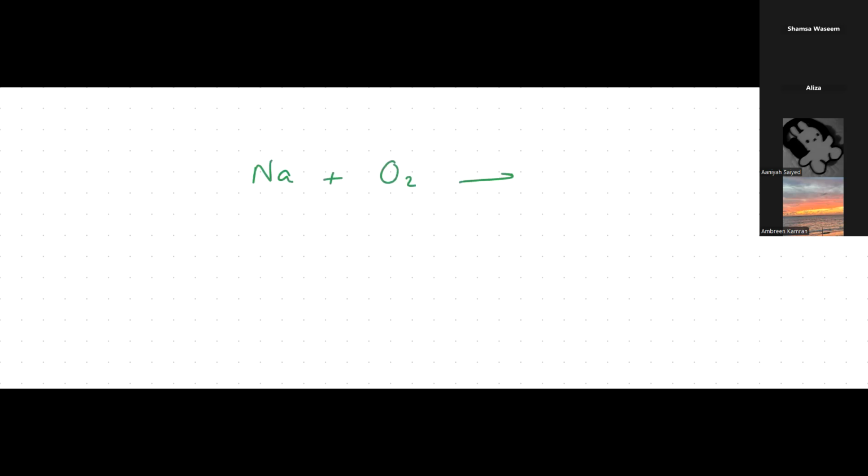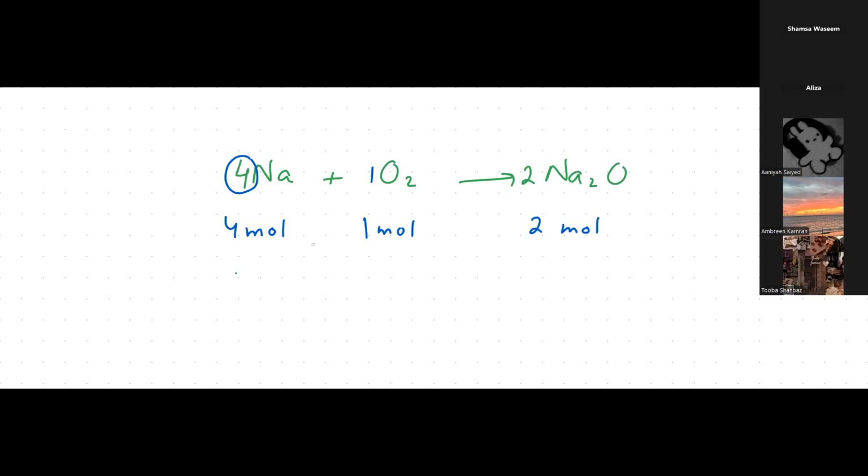We write the correct formula, then we just balance the equation, okay? How can we say from this equation that 4 moles of sodium react with 1 mole of oxygen to give us how many moles of sodium oxide? 2 moles of sodium oxide. Do let me know, girls, do you agree with it?